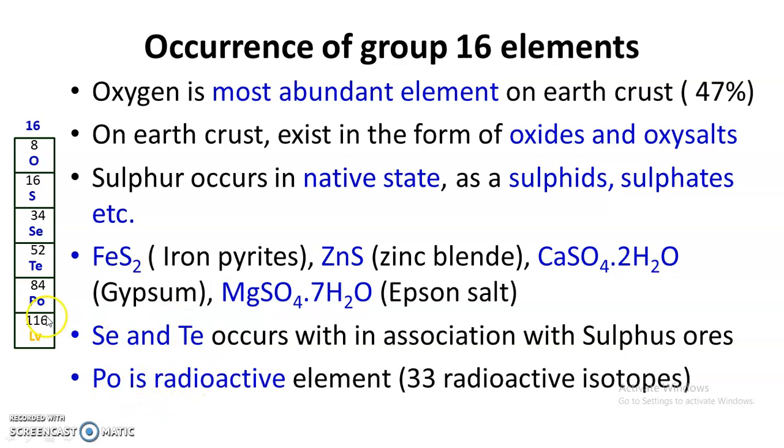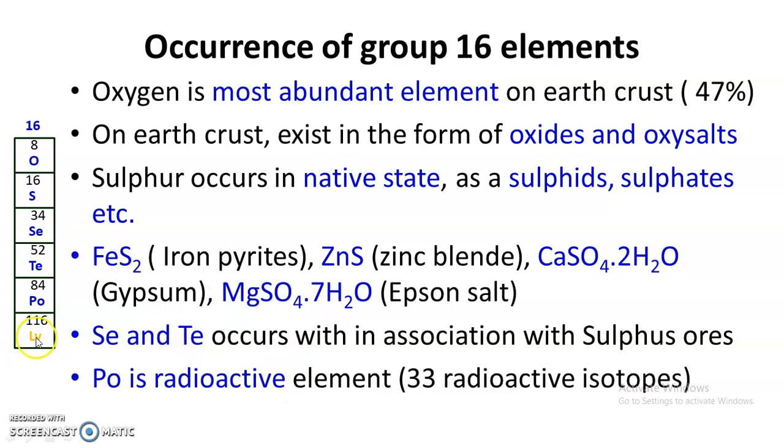And polonium is a radioactive element, and there are 33 radioactive isotopes. So polonium exists in isotopic forms, and there are 33 radioactive isotopes possible for polonium. This polonium was actually discovered by Curie, and it was isolated from pitchblende in the year 1898.